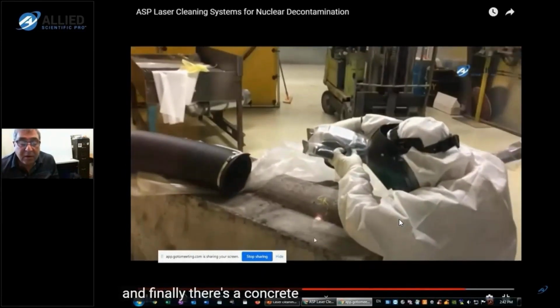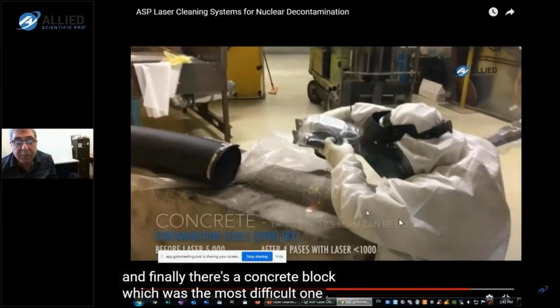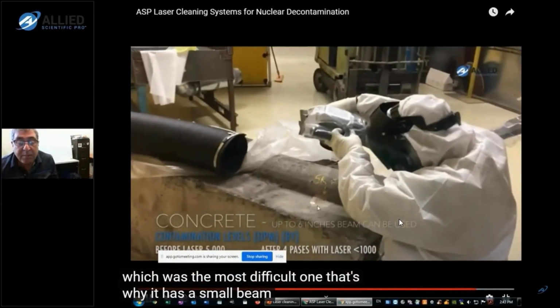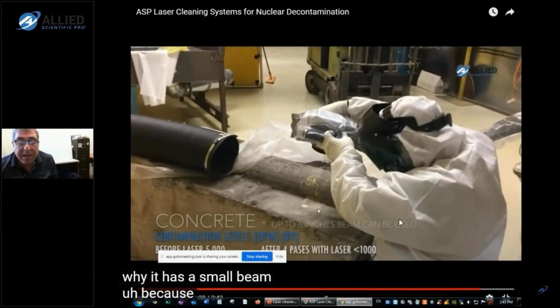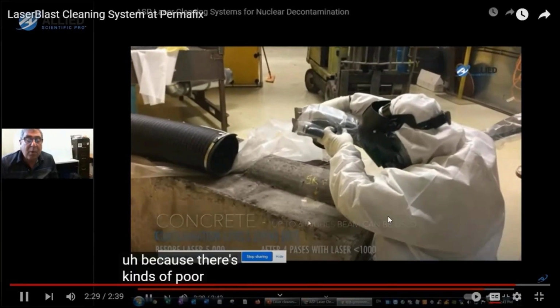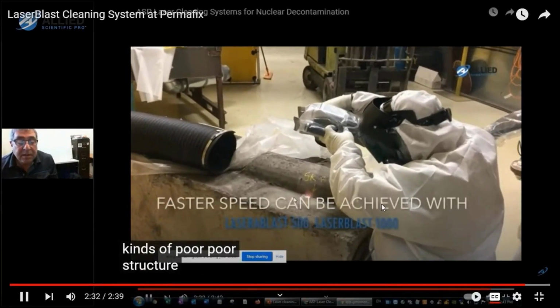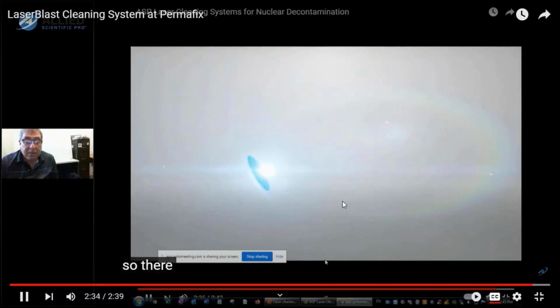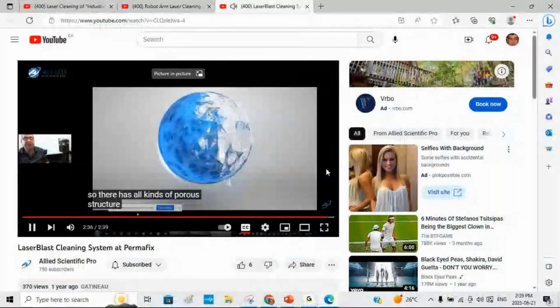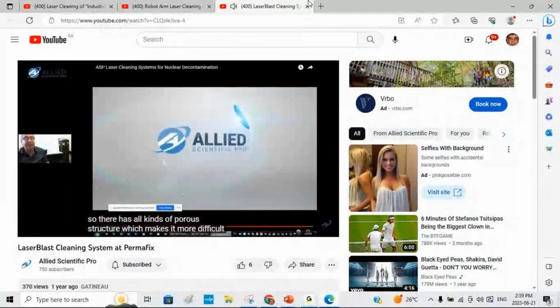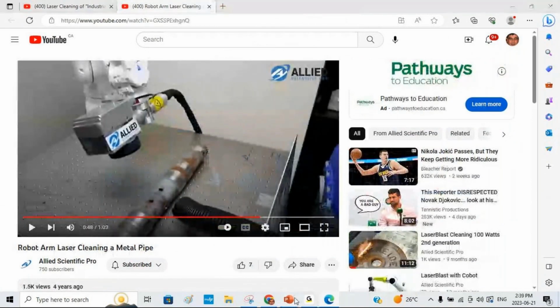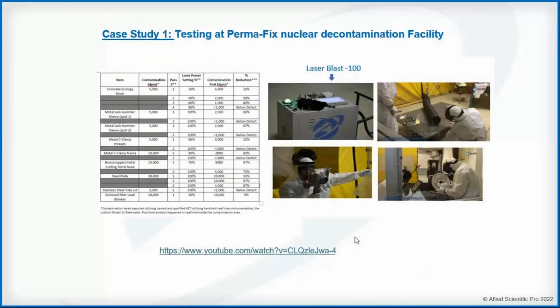And finally, there's a concrete block, which was the most difficult one. That's why it has a small beam, because there's a kind of pore structure. It has all kinds of porous structure, which makes it more difficult to clean. Okay, so this was the demonstration at Perma-Fix.